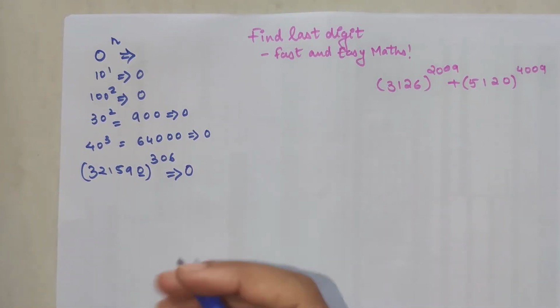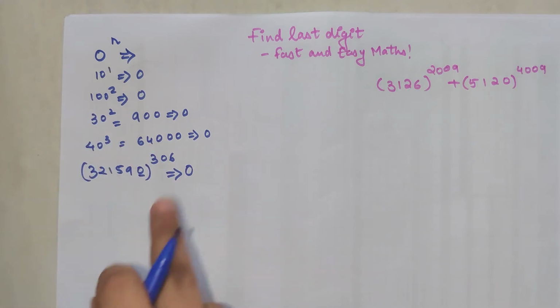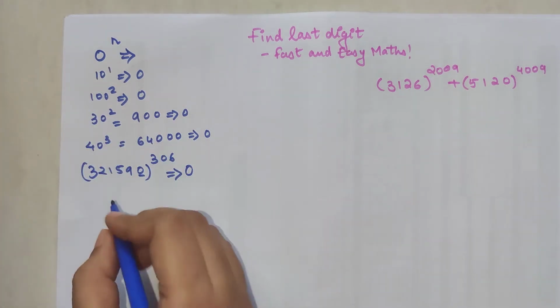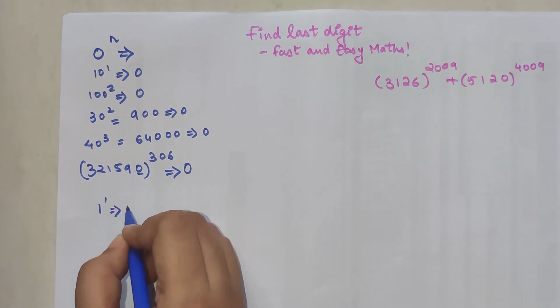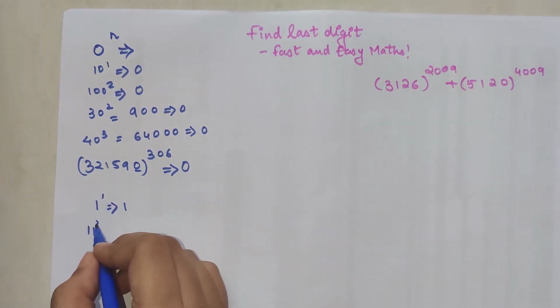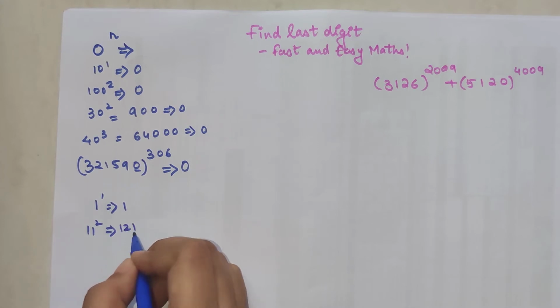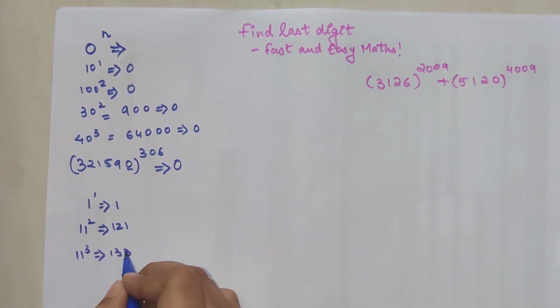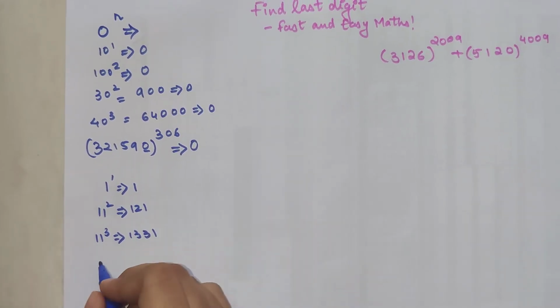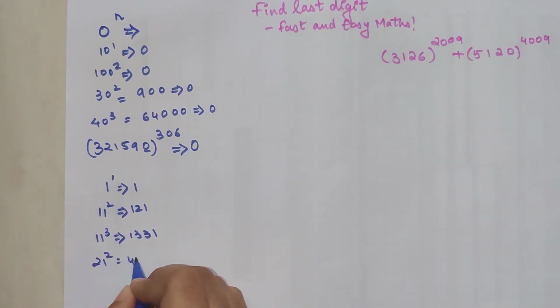Okay, now let's look at few other numbers which are between 0 and 9, which will again satisfy this kind of a scenario. So let's look at 1. So now 1 raised to 1 is again getting you 1. 11 square gets you 121. 11 cube gets you 1331. 21 square gets you 441.